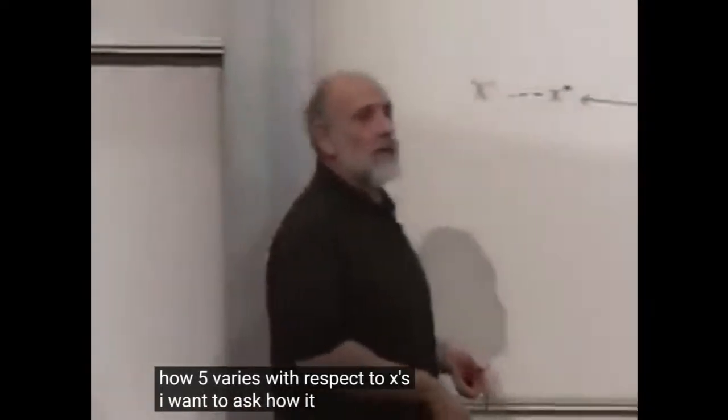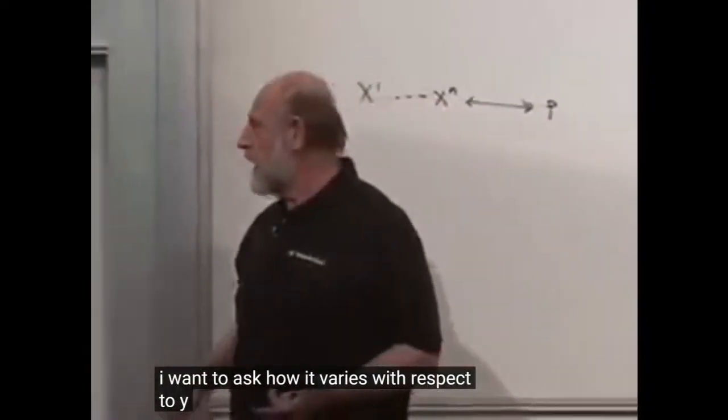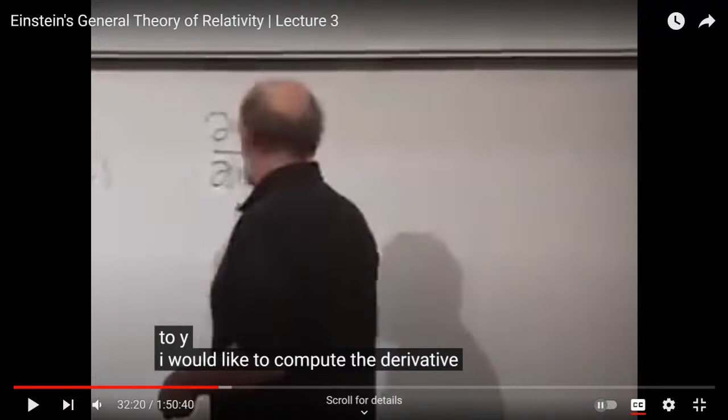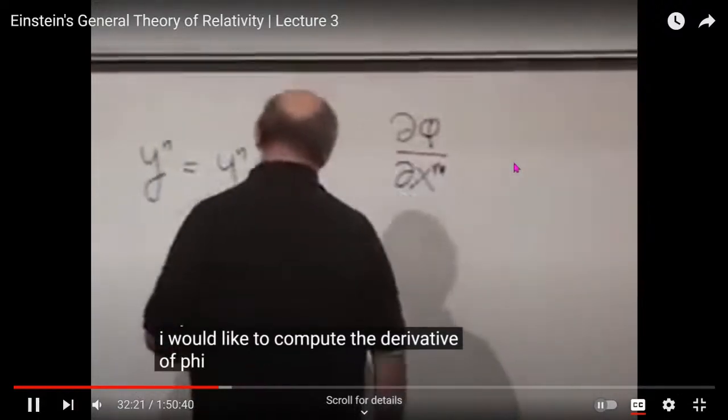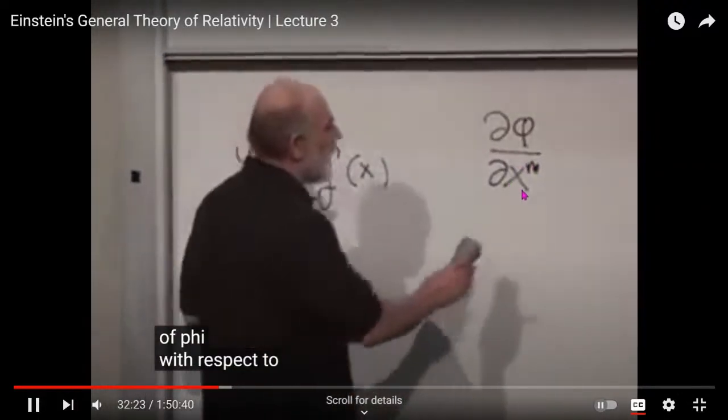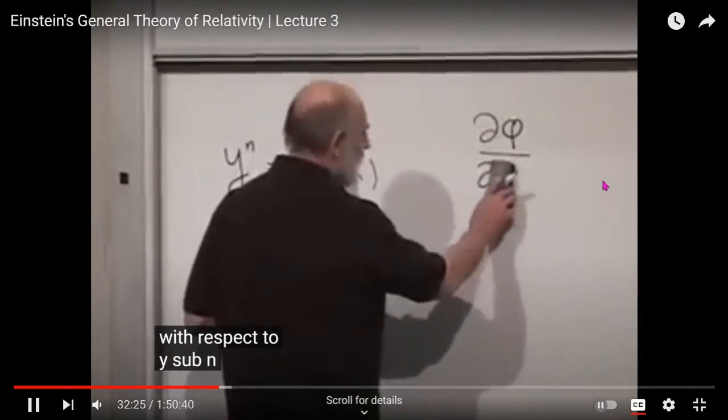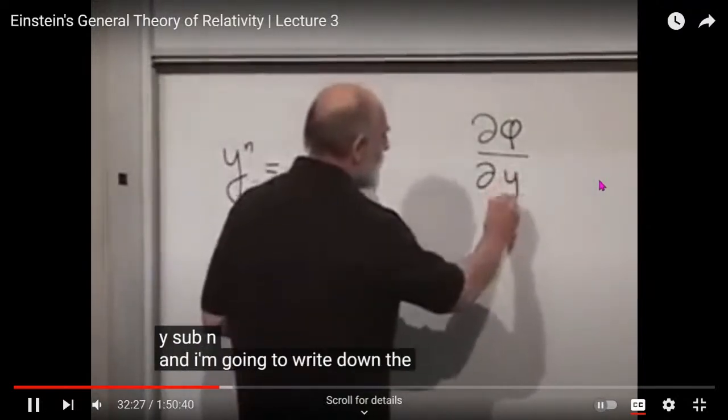At that point, I know how phi varies with respect to the x's. I want to ask how it varies with respect to y. I would like to compute the partial derivative of phi with respect to y sub n. And I'm going to write down the answer.